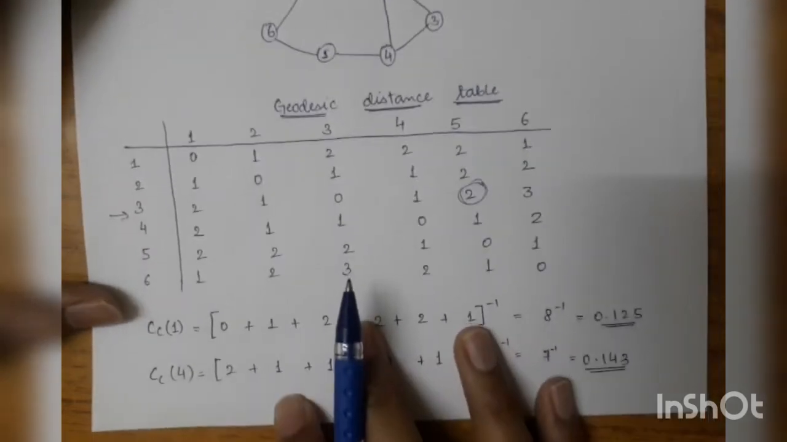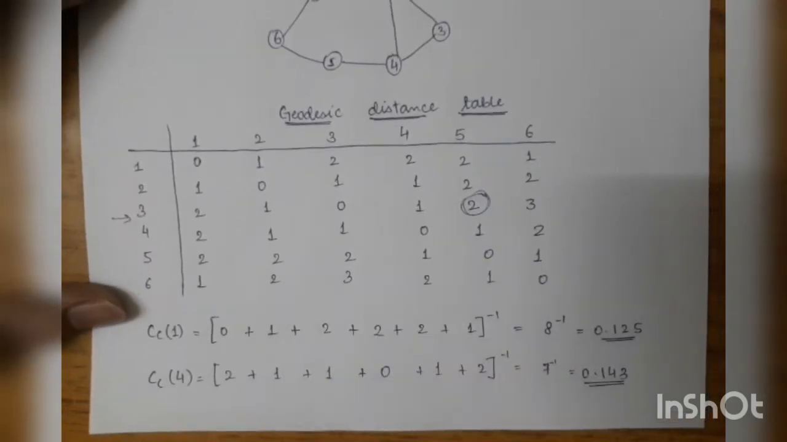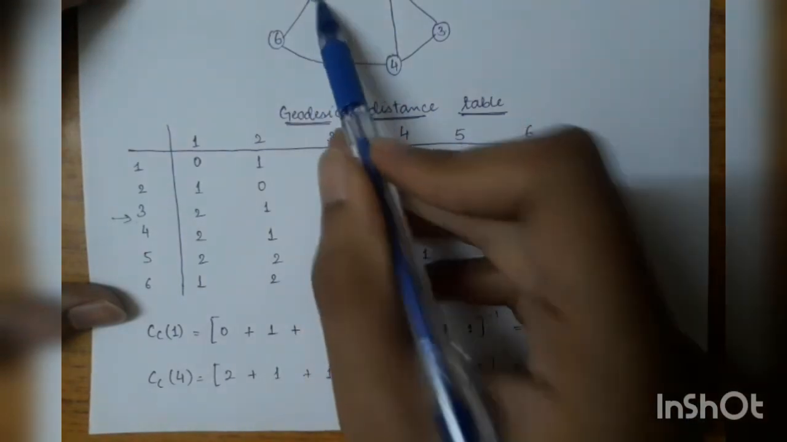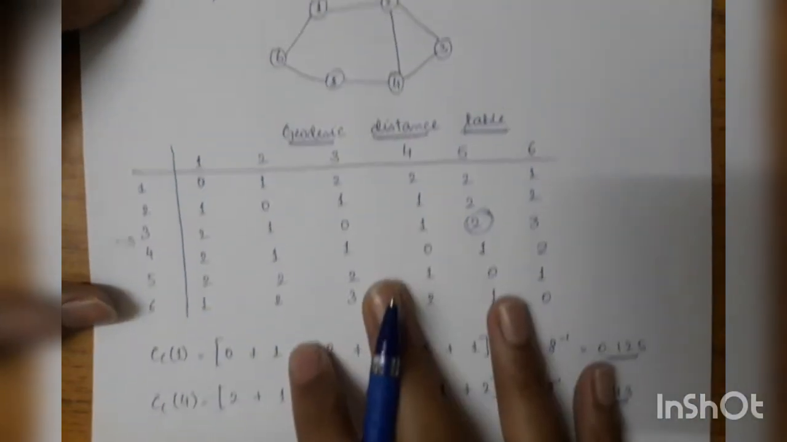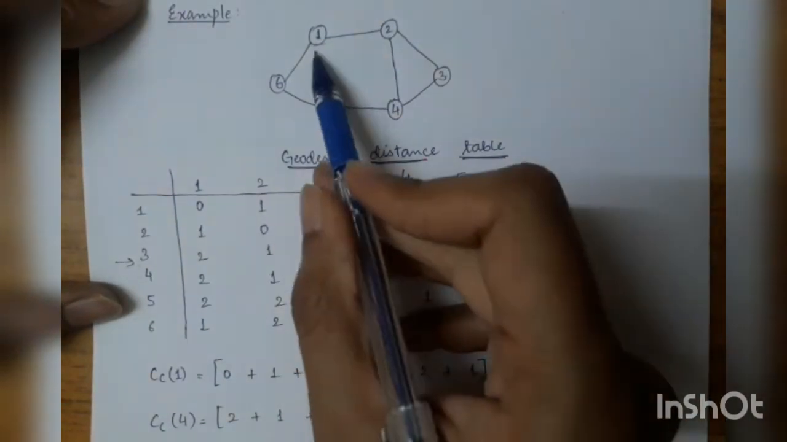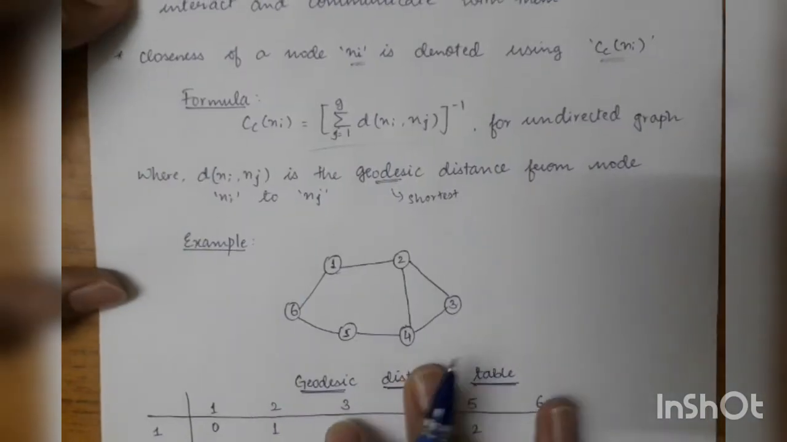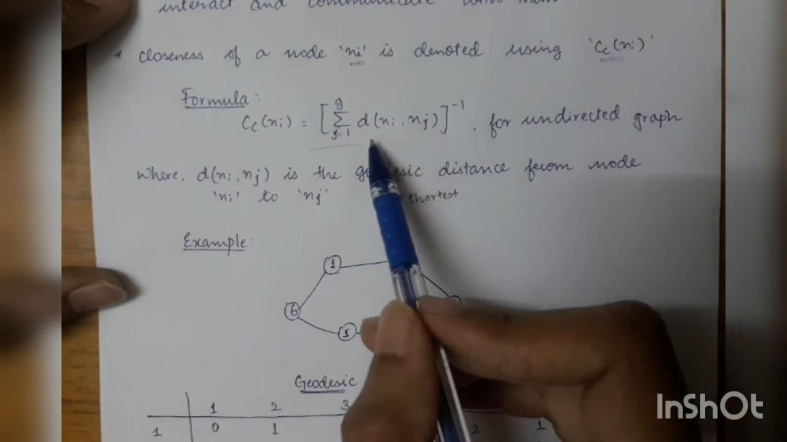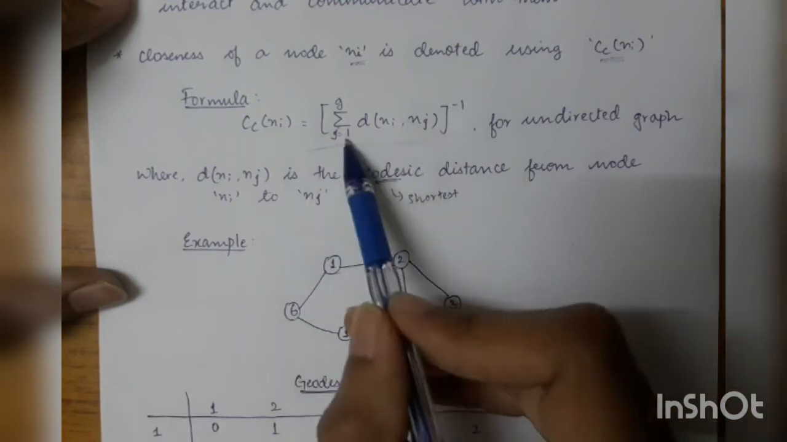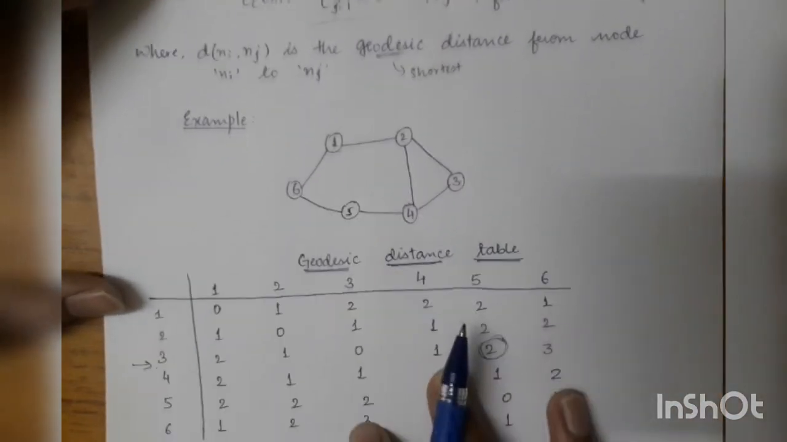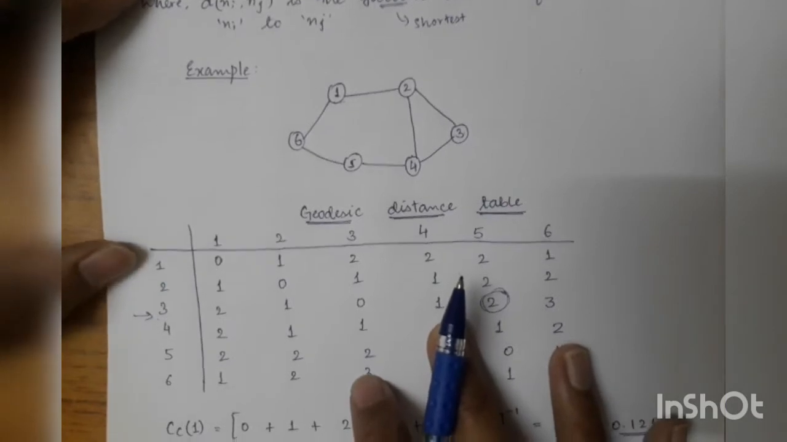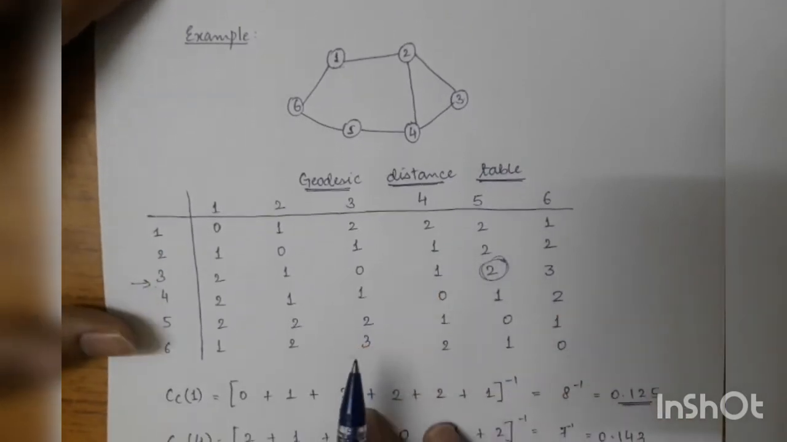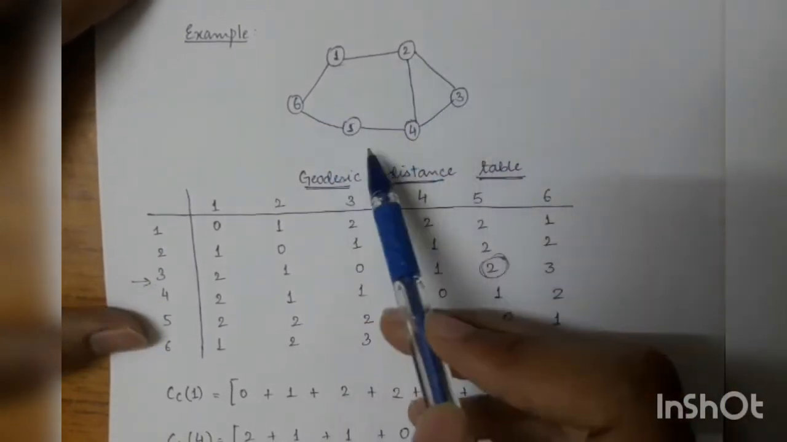Now, coming to how to find it, let's say you have to find the closeness centrality of node 1. The formula is nothing but the inverse of the geodesic distances of all the nodes from 1. That's just the basic formula. So I need to take all pairs of distances from 1 to all the other nodes.